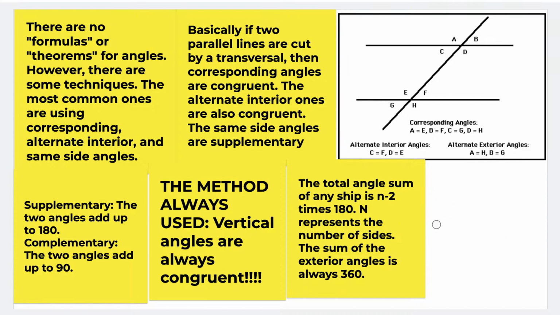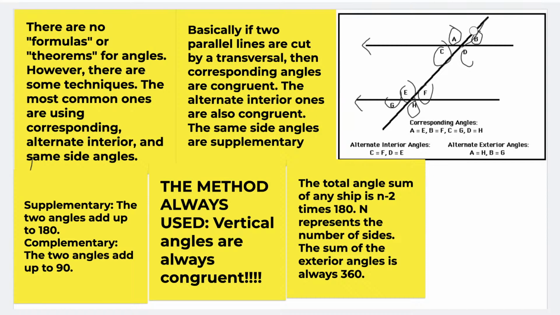So basically, if two parallel lines are cut by a transversal, then the corresponding angles are congruent. What I mean is, pretend these are two parallel lines, and this line is a transversal. I'll highlight it for you guys. This one is a transversal. So corresponding angles are congruent, which means A and E, F and B, H and D, and G and C.